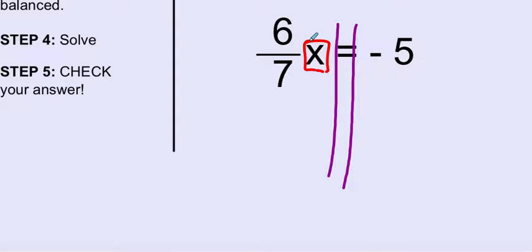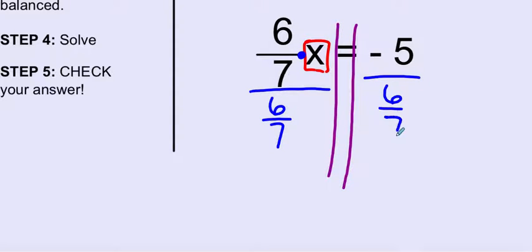I see that x is being bothered by the 6/7 by multiplying, because when a number and a variable are right next to each other, they're multiplying. So the inverse operation to that would be to divide. So I want to divide both sides by 6/7. That brings us to finish step 2 and step 3.